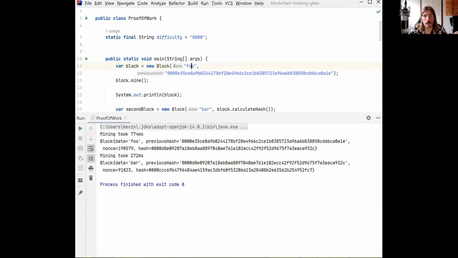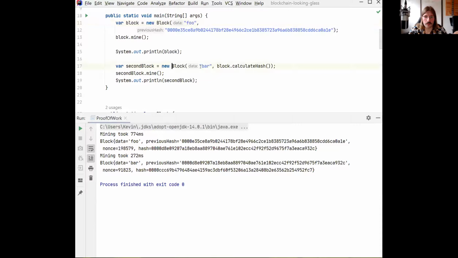So we just mine some data, foo, into a block, then we create a new block, add the hash of the previous block, and mine it again. Okay, and we see, for example, the first took 700 milliseconds. Mining the second block took roughly 300 milliseconds. And just by looking at the nonce, we see how many values the computer had to try out. Quite a lot, actually, nearly 100,000 values.